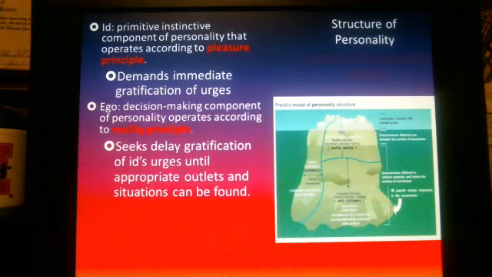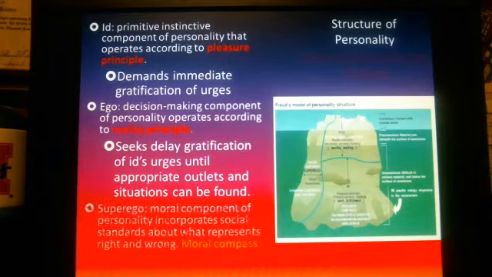Those that are controlled by their ids tend to be a lot more problematic. They don't get things done. They tend to be a lot more anxiety driven, and they're a lot more aggressive and angry all the time because they're not able to get the success that they want. Finally, you have your superego. What Freud talks about here is your moral component, controlled by your moral compass, dealing with standards of right and wrong.